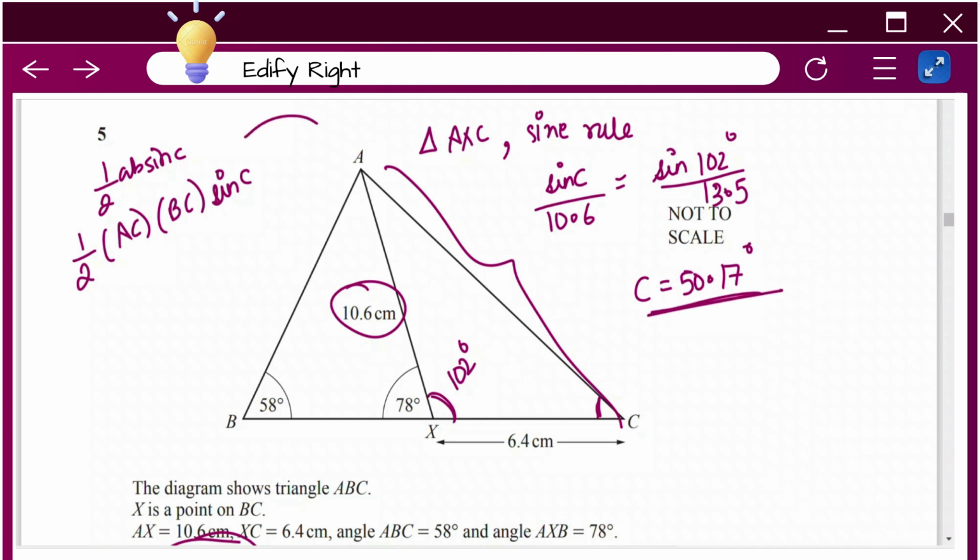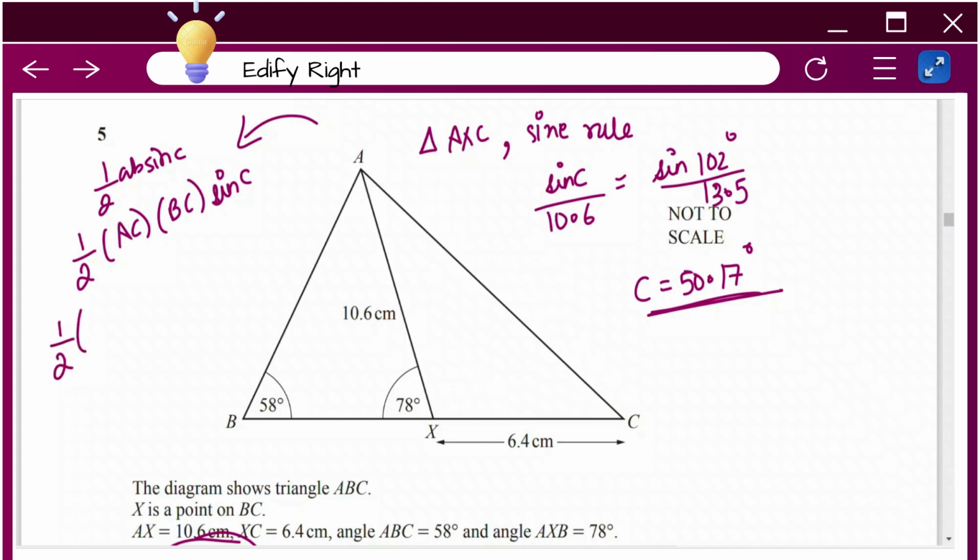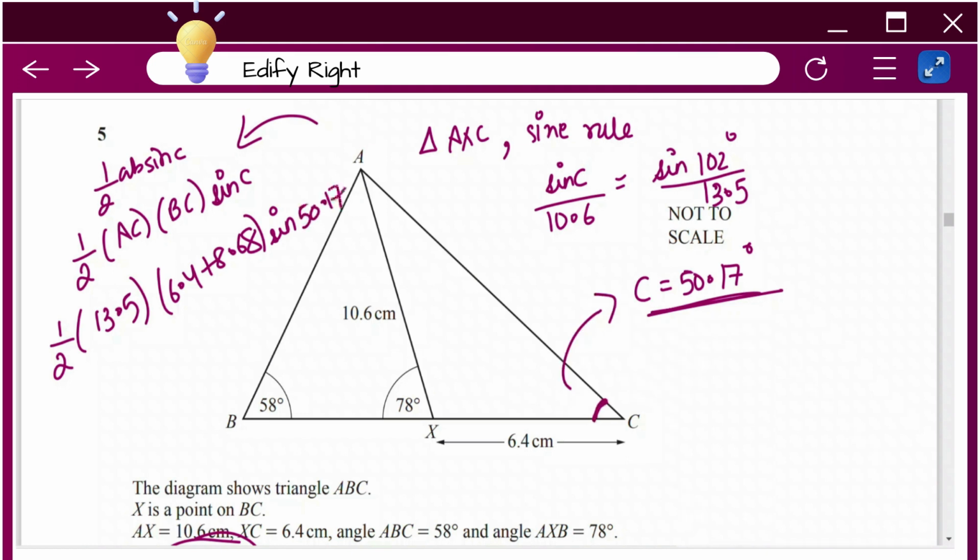So now that we have C, we can use this formula to figure out the area of triangle ABC. So this is half into AC, which is 13.5. BC is this part plus this part, so that would be 6.4 plus 8.68, into sine of the angle between them, basically sine C. This is 50.17 degrees, right? So that is 50.17 degrees. And when you solve this, you get the area to be 78.17 centimeters squared. This is the answer.